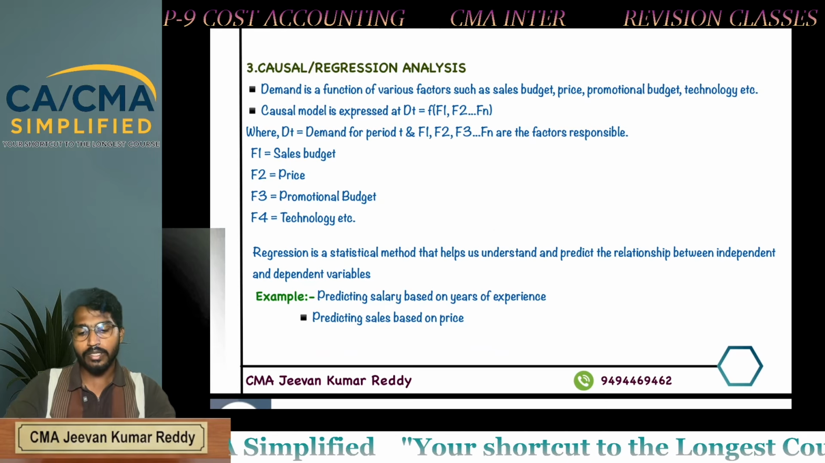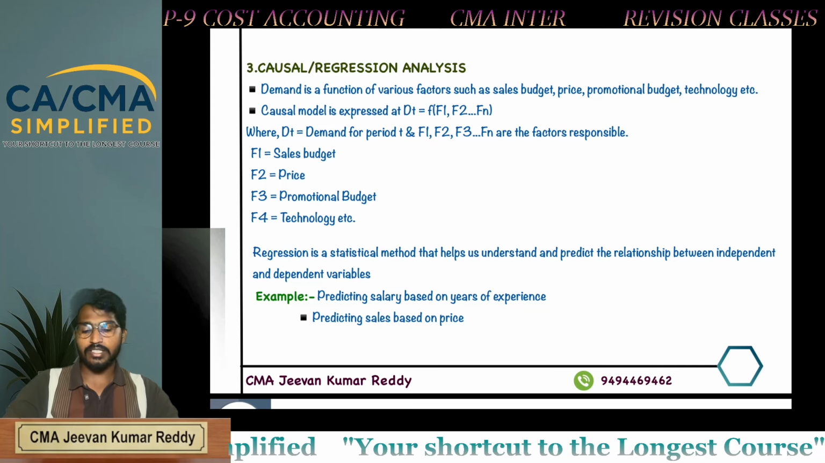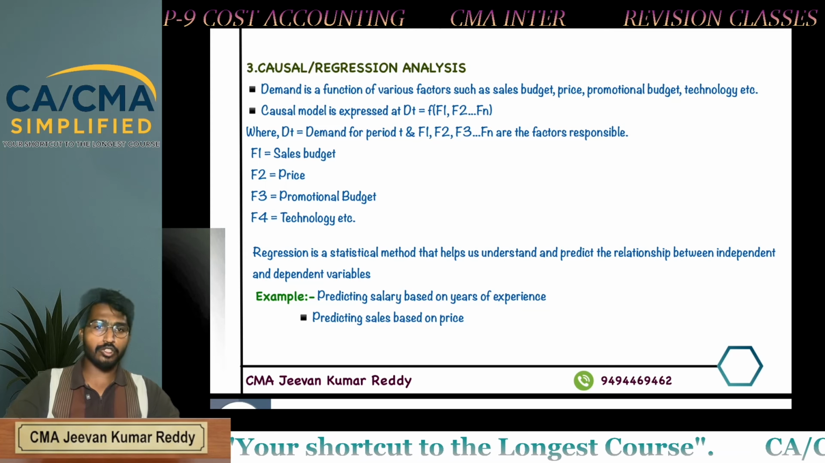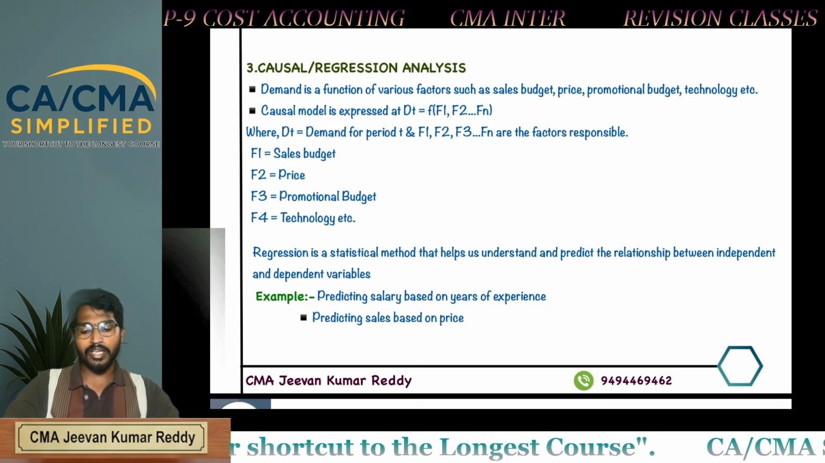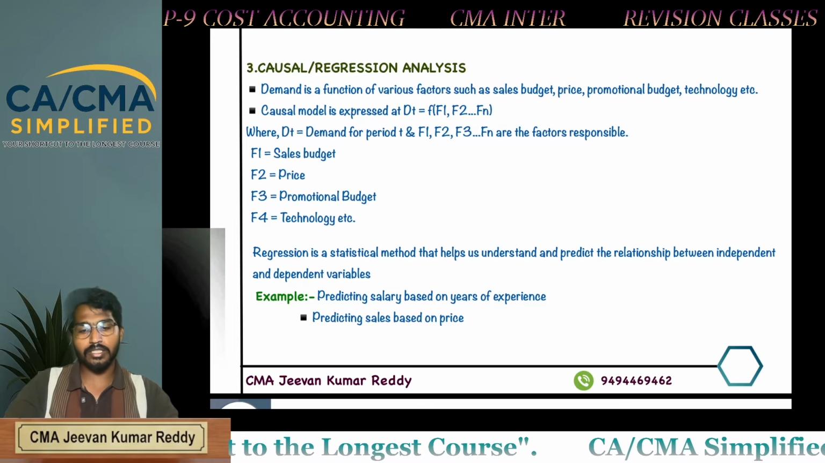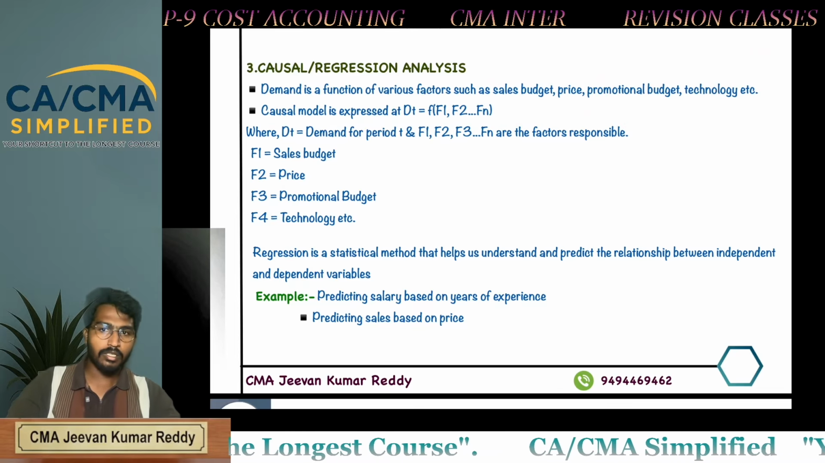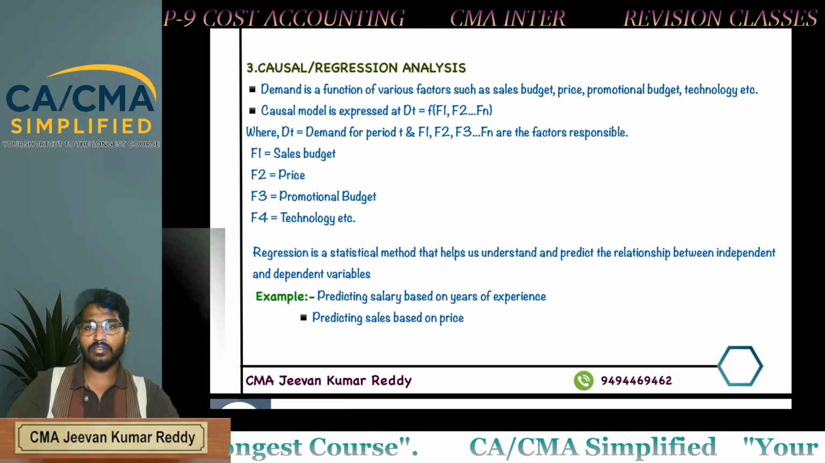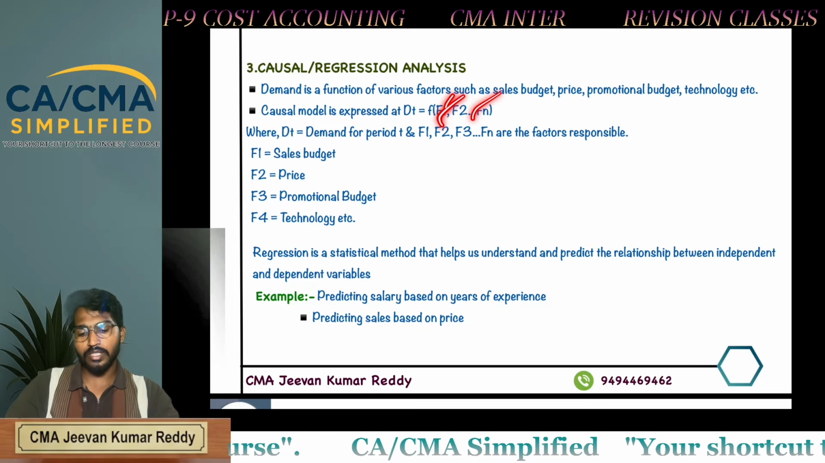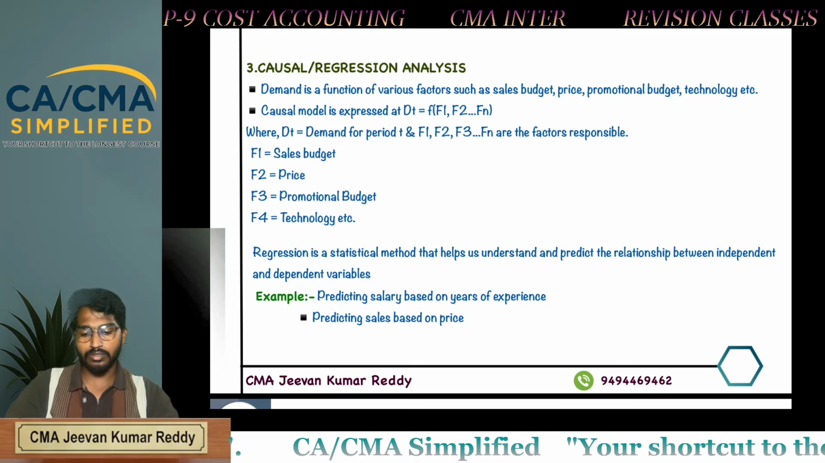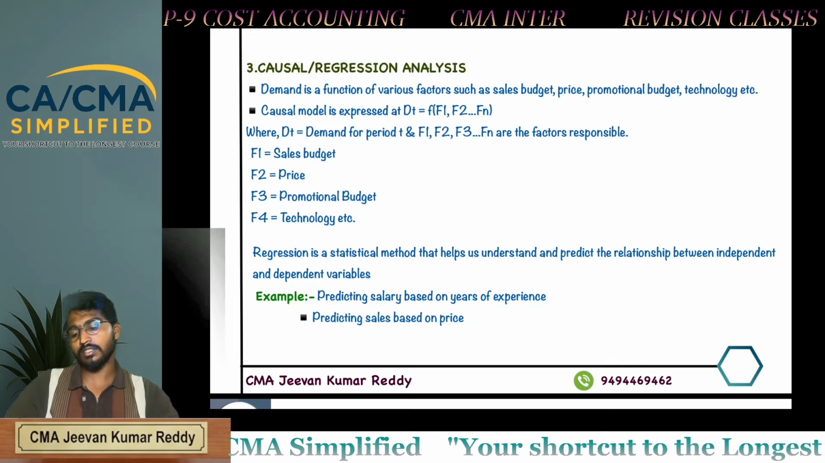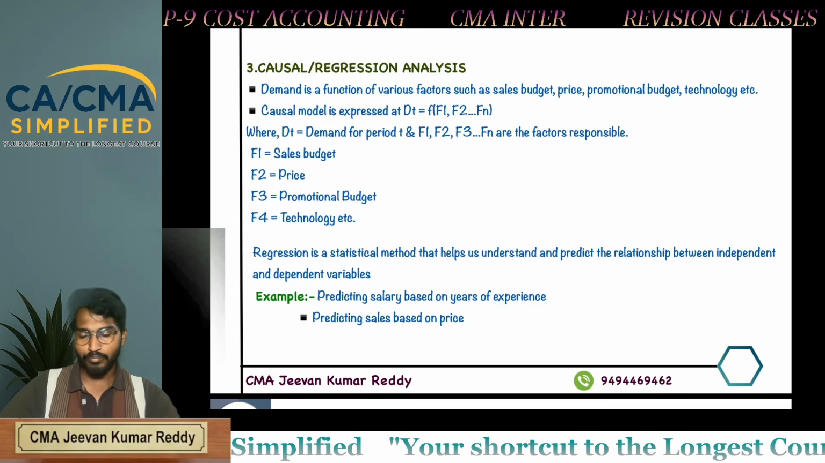Next, causal regression analysis. Demand is a function of various factors such as sales budget, price, promotional budget, technology, etc. So demand is going to change with the change in sales budget, price, promotional budget, technology, etc. We can express the demand function as D1 = f(F1, F2, F3, F4). Here F1 equals sales budget, F2 equals price, F3 equals promotional budget, F4 equals technology, etc.